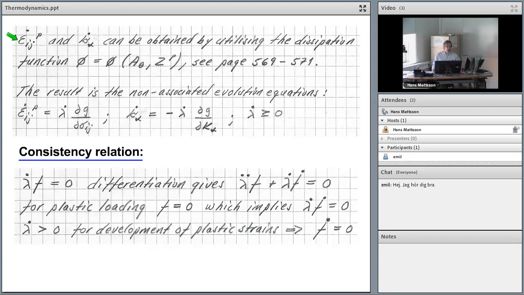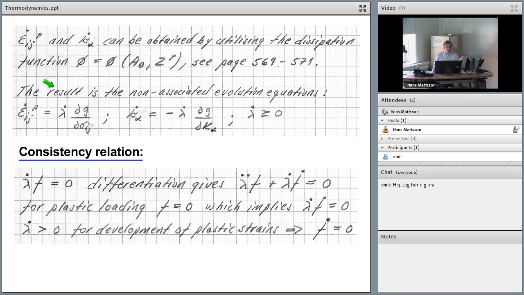We can also establish these fluxes here by using a dissipation function that looks like this, and you can read about it yourself in the course book on these pages here. The only important thing is that we do it in a slightly different way.